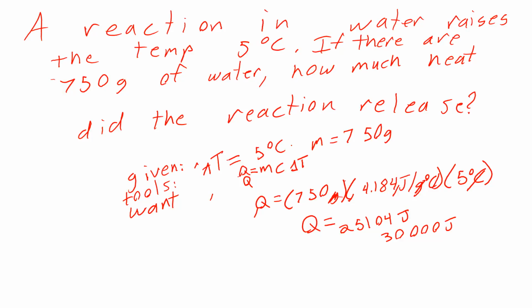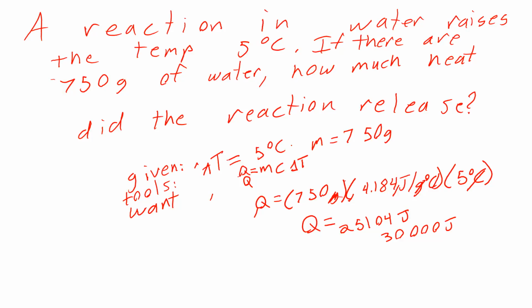What's kind of crazy is 750 grams of water isn't very much water. You're talking about less than a liter of water. You heated it up 5 degrees Celsius, which isn't very much, and you basically had a reaction releasing 30,000 joules of heat. It's not raising the temperature of very much water by very much. And it shows you how well water works to buffer against heat increases. It is an incredible solvent.